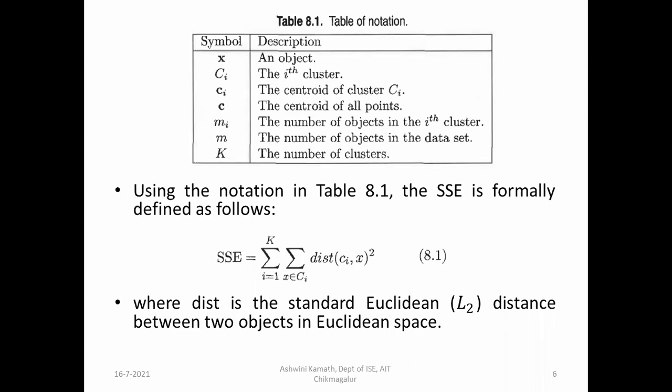Here, distance is the standard Euclidean, L2 distance between two objects in Euclidean space. This Euclidean distance is called L2. Given these assumptions, the centroid that minimizes the sum of squared error of the cluster is the mean. Mean means average value. So we have some assumptions, and we know how it works now.